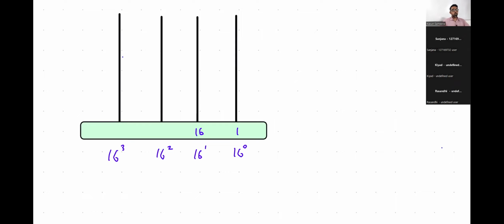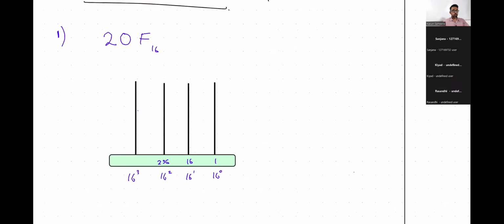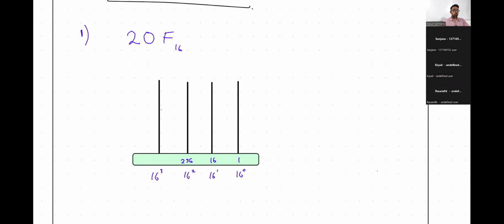Right. 16 to the power 2 means 16 times 16, which is 256, right? Then 256 times 2. Okay, put the value there. How to represent this number? 20F in hexadecimal. What is the maximum number of circles that we can put into one circle?